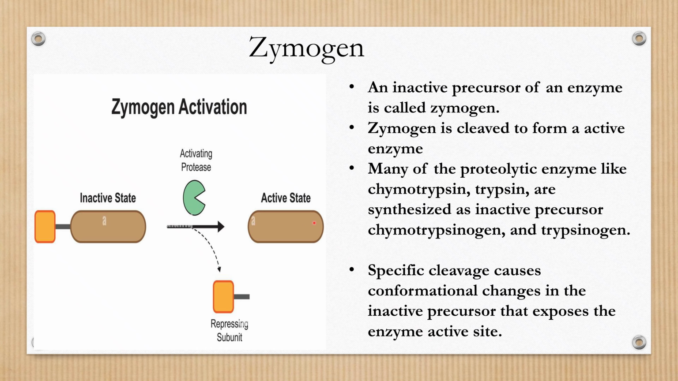Now the majority of proteolytic enzymes like chymotrypsin and trypsin are synthesized in the form of zymogens. Trypsin's zymogenic form is trypsinogen. Chymotrypsin's zymogenic form is chymotrypsinogen.